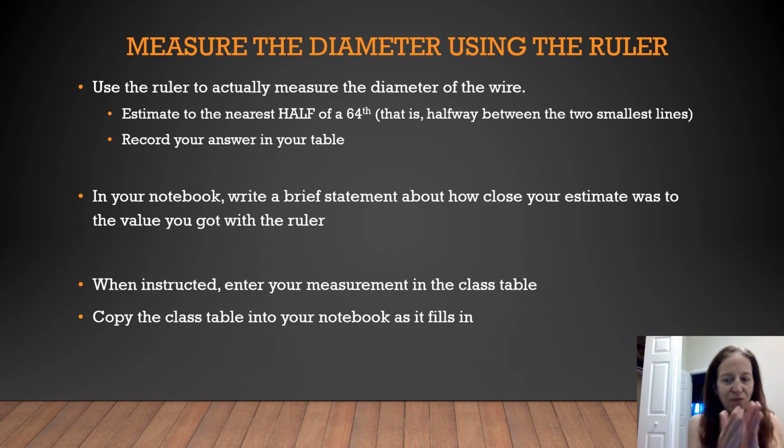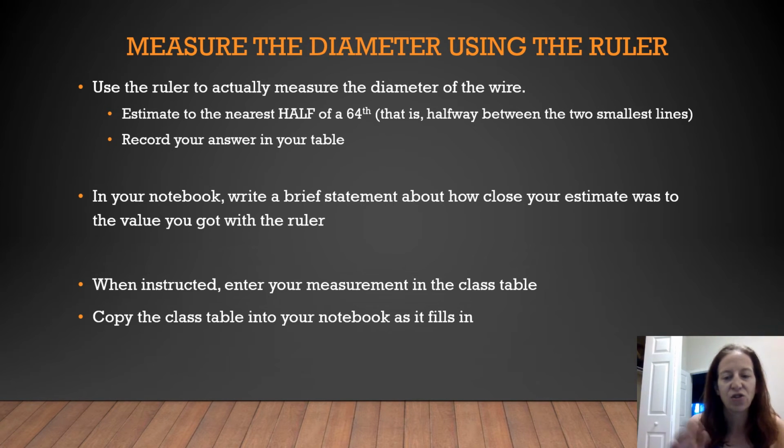Now you're going to lay the ruler up against the wire. And I want you to measure it. You're going to be able to measure it accurately to the nearest 64th, we hope. But I want you to estimate to the nearest half. So is it like 1/64th, 2/64ths, or maybe you think it's like 1.5 64ths. Now, normally in math, we don't like to combine fractions and decimals in the same number, okay? But for this purpose, I think it's fine.